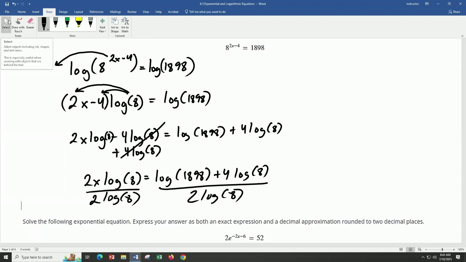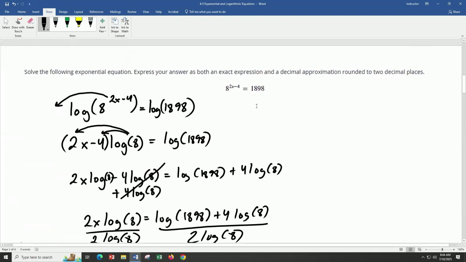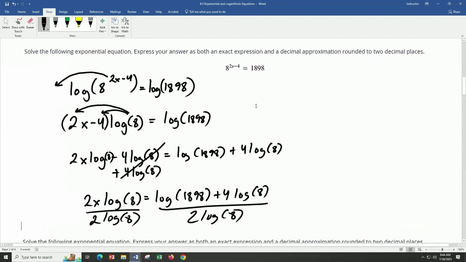And now, what do we have? Remember, the question said this. I want two things from you. Express your answer both as an exact expression and a decimal approximation. The exact answer would be x is equal to log 1898 plus 4 log 8 over 2 log 8.